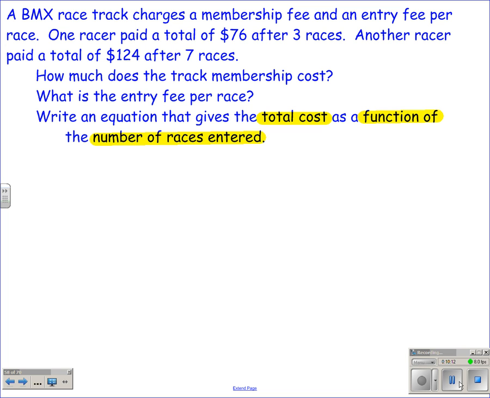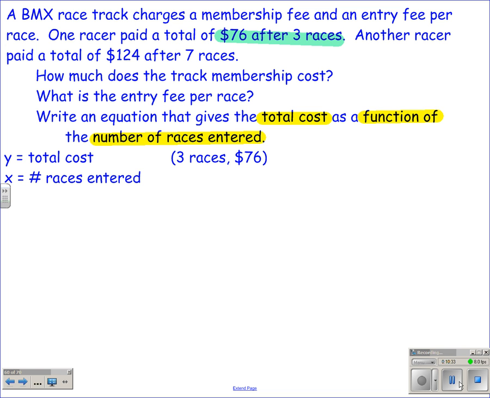Let's begin with writing the equation. We want to have the total cost as a function of the number of races entered. Total cost is going to be our y, and x is going to be the number of races that are entered. Our slope, they don't give it to us directly, but they do give us two pieces of information. One of them is 3 races for $76, and the other one is 7 races for $124. So in their own way, they've given us 2 points. Now we can find the slope.